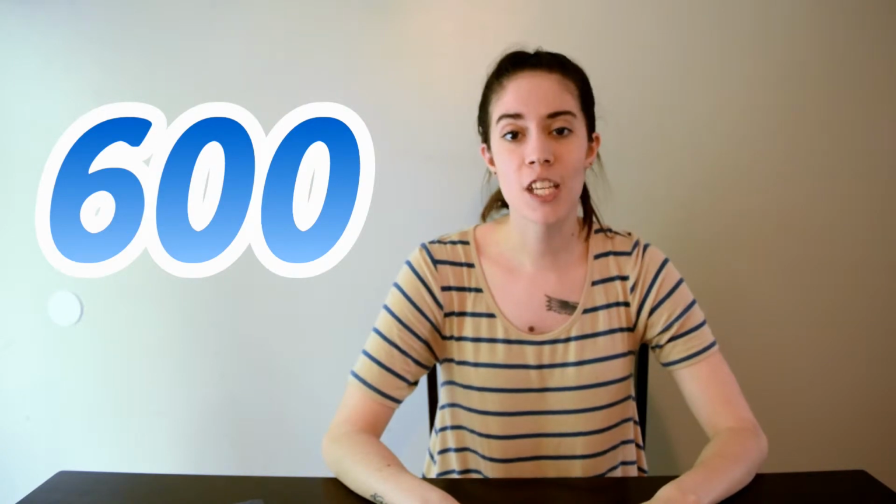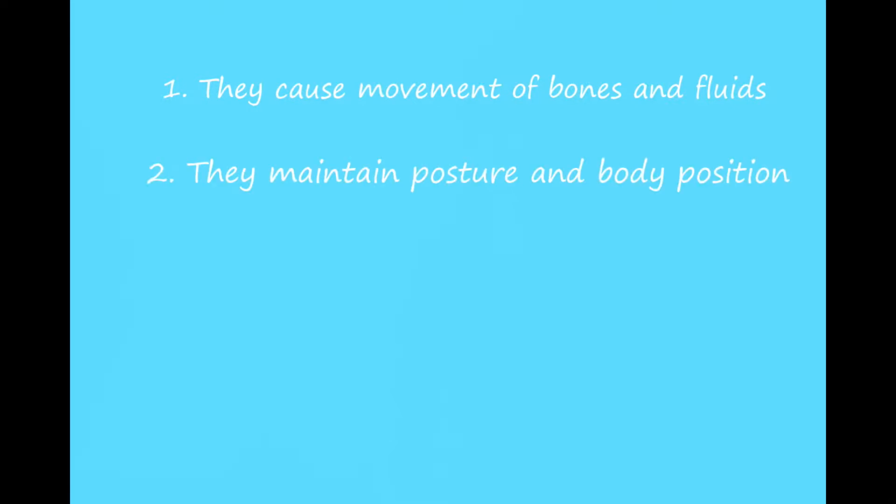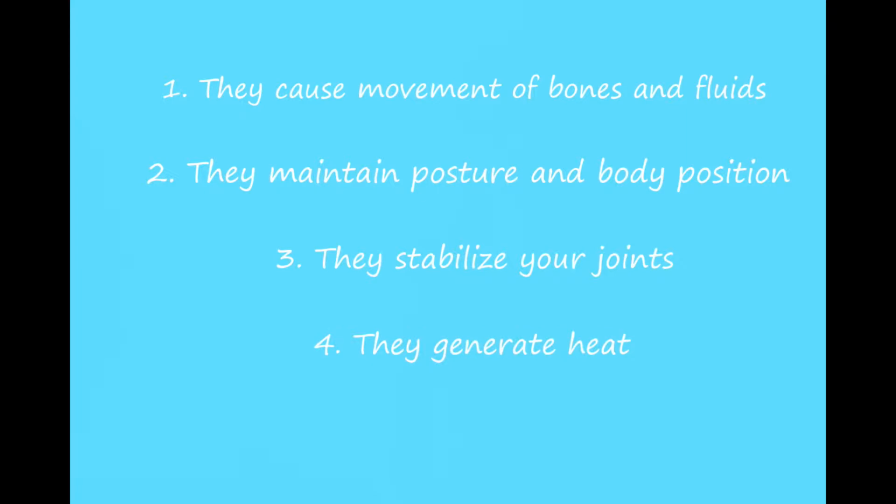The human body has 3 different types of muscle: skeletal, cardiac, and smooth. Skeletal muscle accounts for the majority of your muscle mass, and rightly so, because there are over 600 skeletal muscles in the human body. These muscles have 4 important functions. 1. They cause movement of bones and fluids. 2. They maintain posture and body position. 3. They stabilize your joints. And 4. They generate heat.